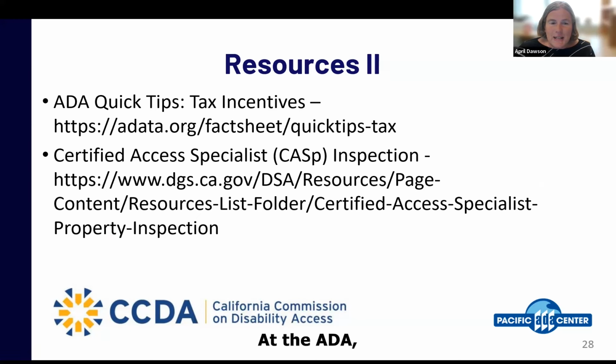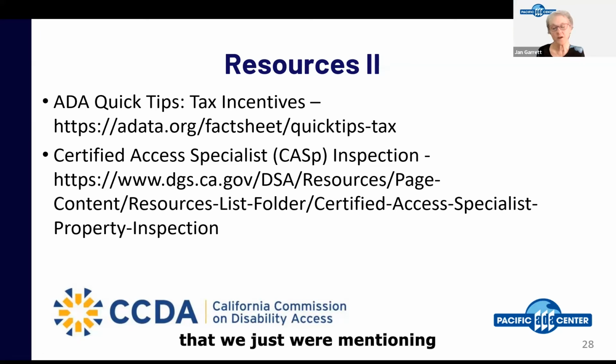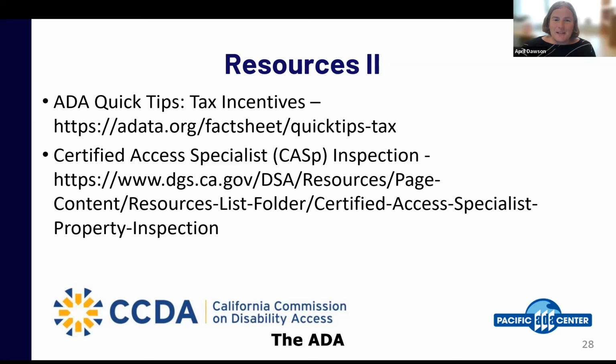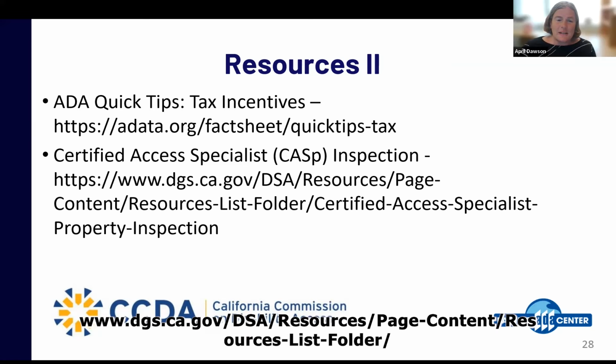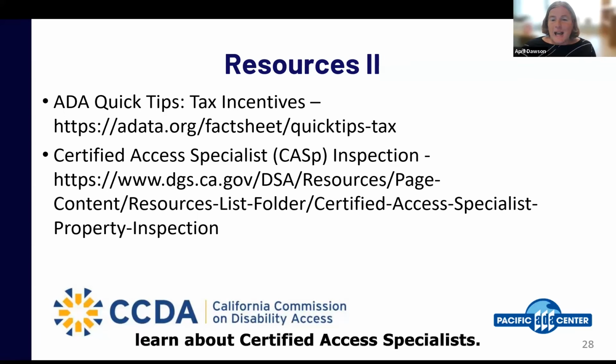There's also at the ADA, that's the ADA National Network, right, Jan? The adata.org. Yes. The other one that we just were mentioning on the prior slide, ada.gov, is the U.S. Justice Department website. That's where those resources were on the previous slide. And then adata.org is the ADA National Network. Yes. Thank you. And the ADA National Network has some quick tips about tax incentives. Also, if you go to the Division of the State Architect resources page, that's at dgs.ca.gov/dsa/resources. You can learn about certified access specialists.